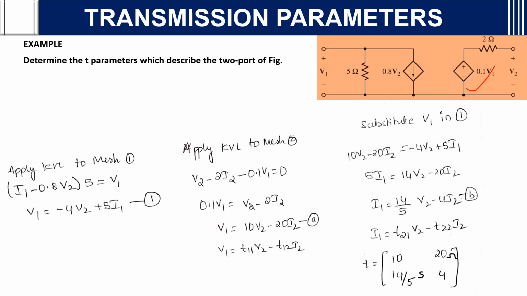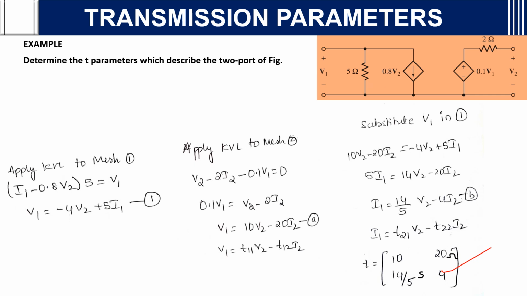How? Substitute V1 in the first equation. V1 is 10 V2 minus 20 I2, which equals minus 4 V2 plus 5 I1. Then you will get 5 I1 equals 14 V2 minus 20 I2. So I1 equals 14 by 5 V2 minus 4 I2. This is in the form of I1 equals T21 V2 minus T22 I2. So you got T11, T12, T21 and T22. So this is the matrix of T parameters for the given network.